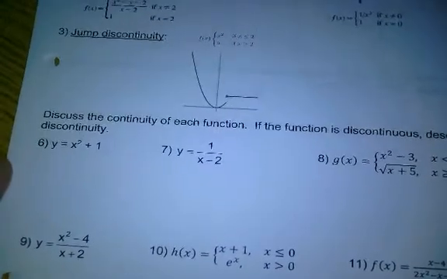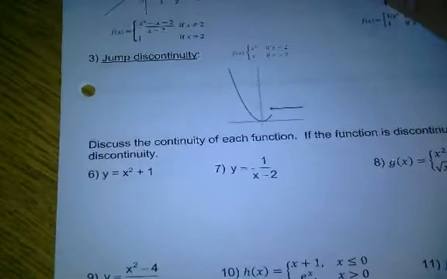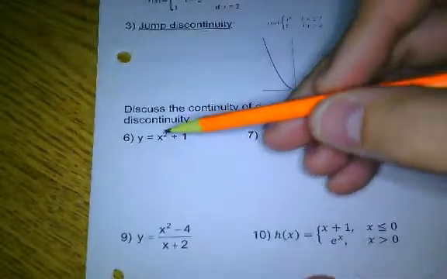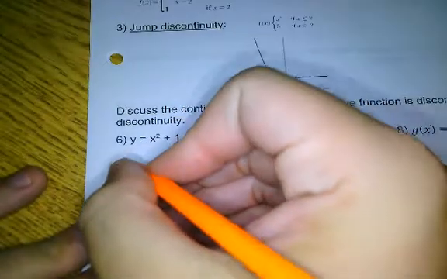Okay, so let's go through and let's discuss the continuity. So if the function is discontinuous, we got to say why. Otherwise, we'll just say that it's continuous. So number 6. Is that continuous all the way through? Yes. Because what shape is that, by the way? It's a parabola. A parabola is continuous. This is continuous.